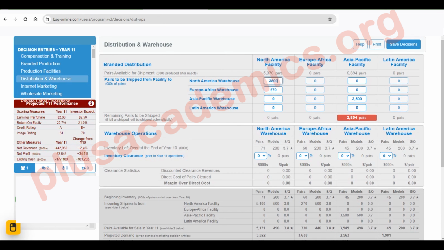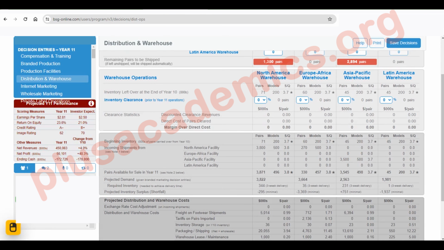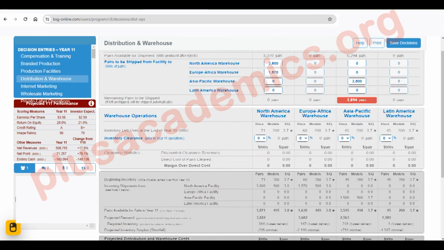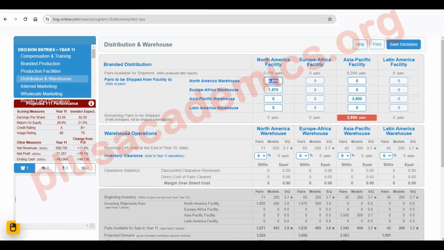Okay, so back to distribution and warehouse. We are making changes in North America. You can see we have reduced to 3,800, and what we have in Europe, Africa, we have also changed to 1,570. And then further, we are making additional changes in North America. We are increasing to 4,000, and in Europe, Africa, we are reducing to 1,370.